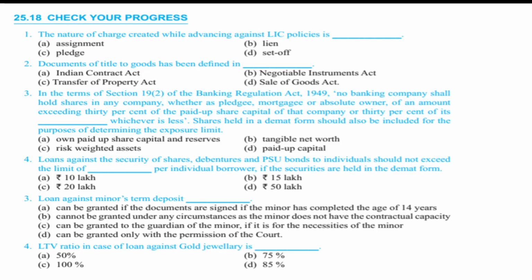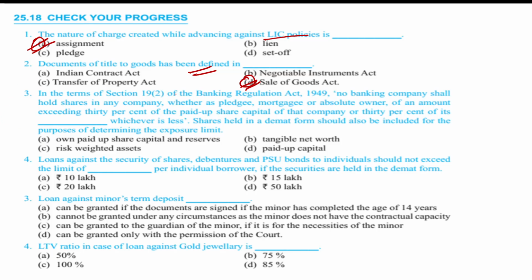Now let's check your progress. The nature of charge created while advancing against LIC policies, life insurance policies, is assignment. A is the correct answer. Document of title to goods has been defined under Sale of Goods Act. So D is the correct answer.